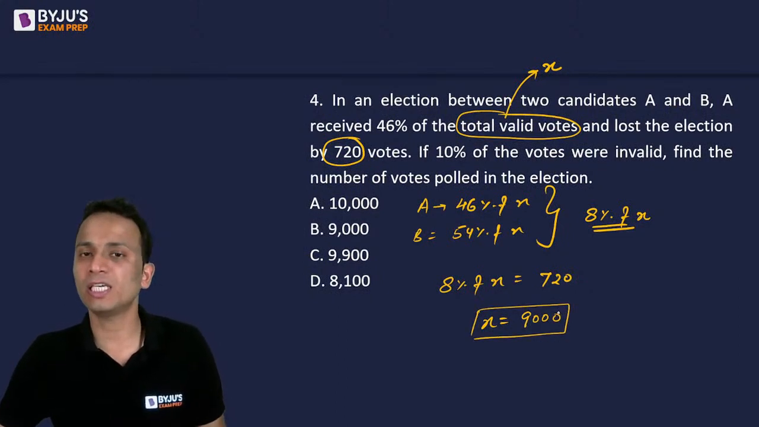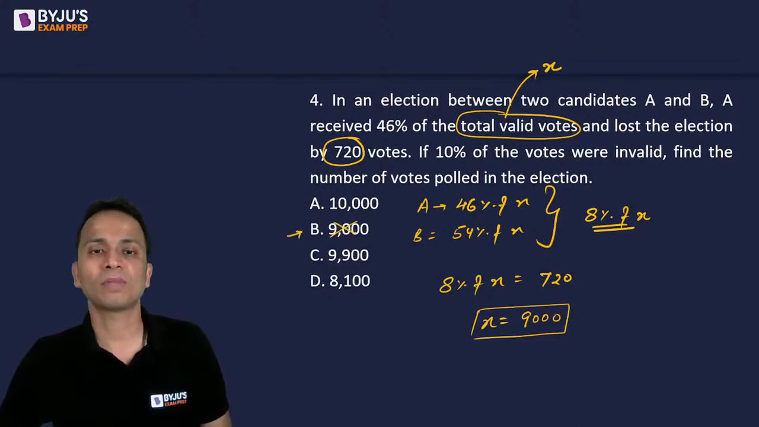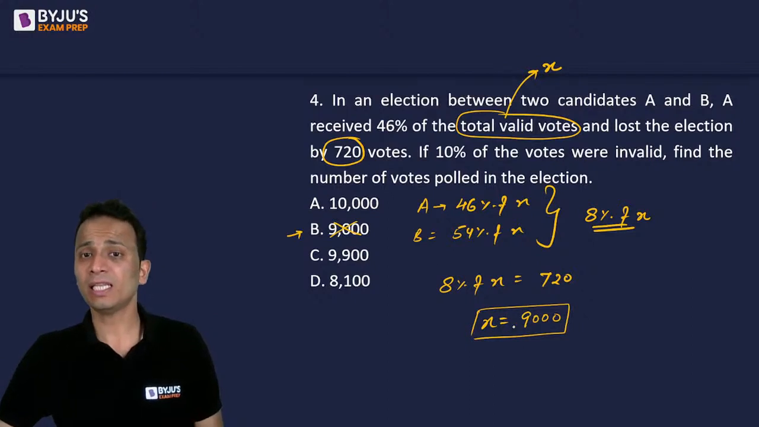But this is not the final answer. Okay? So don't be tempted with this option. 9000 is not the answer. 9000 is the number of valid votes.